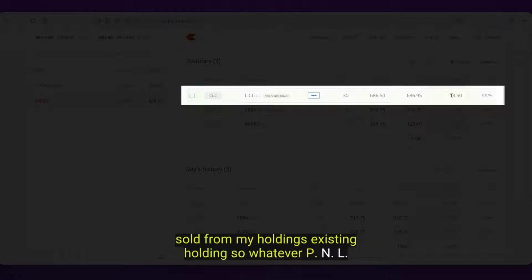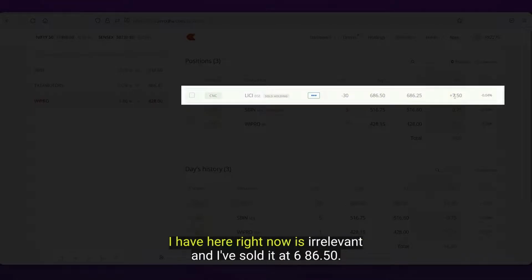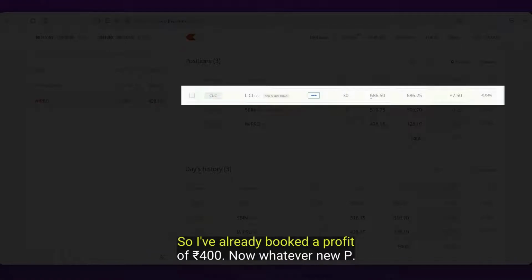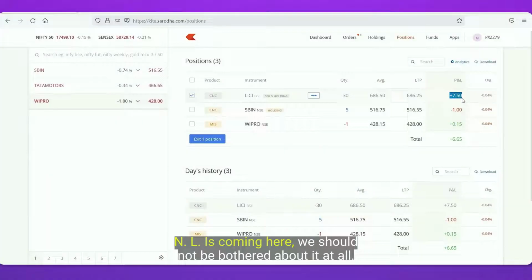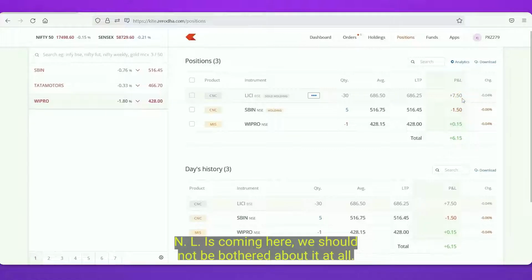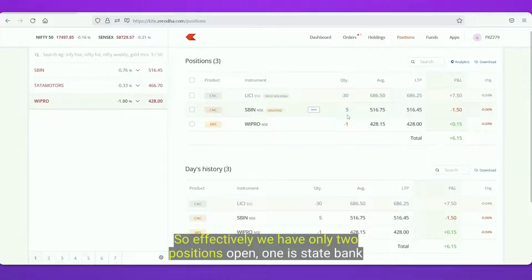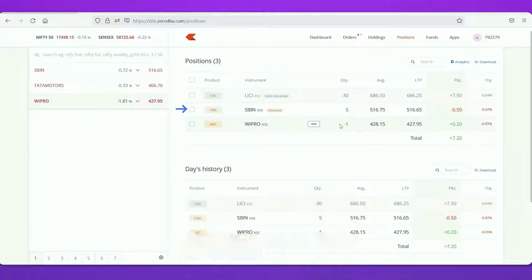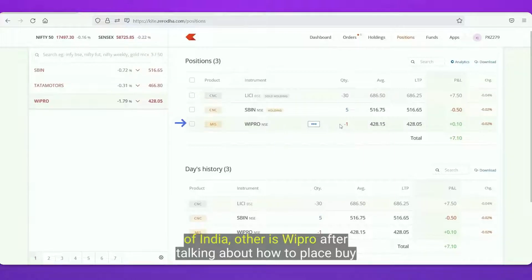So whatever PNL I have here right now is irrelevant, and I've sold it at 686.50. So I've already booked a profit of 400 rupees. Now whatever new PNL is coming here, we should not be bothered about it at all. So effectively we have only two positions open. One is State Bank of India, other is Wipro.